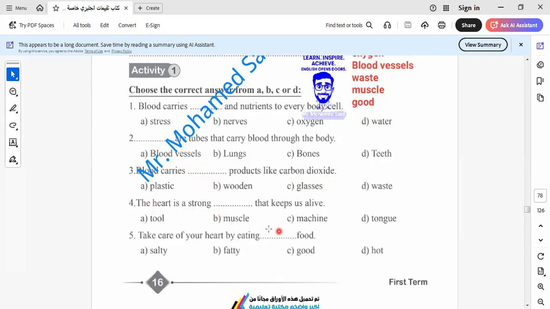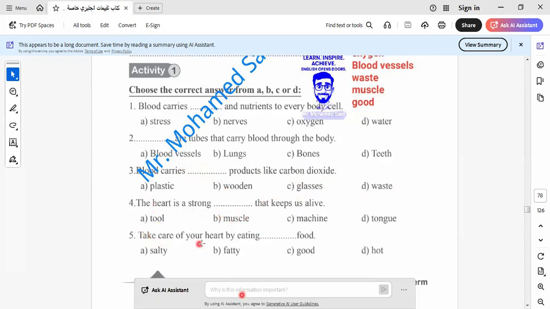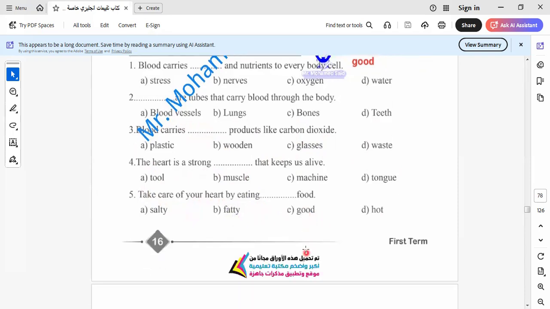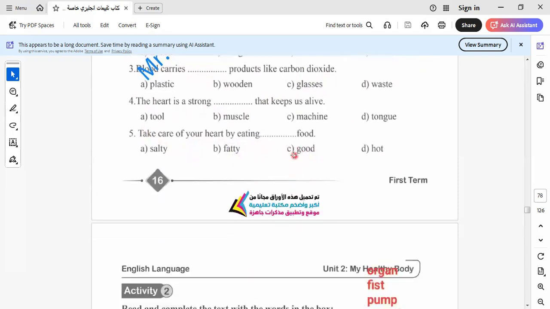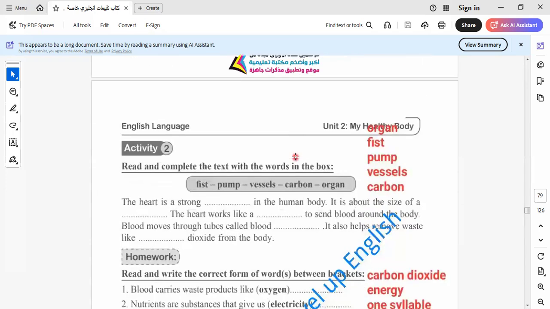The heart is a strong muscle. Without thinking, take care of your heart by eating good food. It's not "healthy food" here, we say good food. Okay.